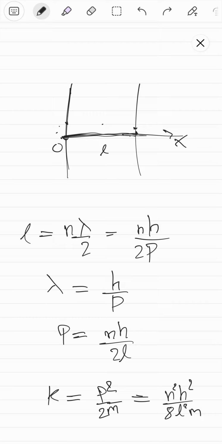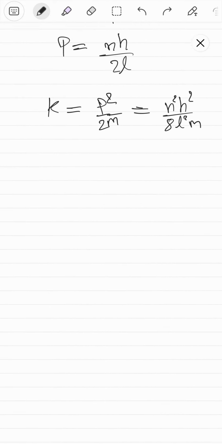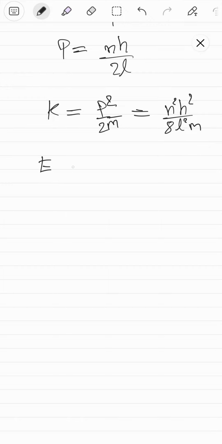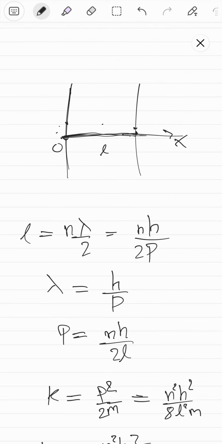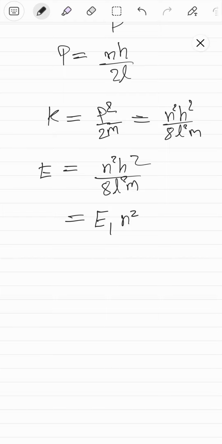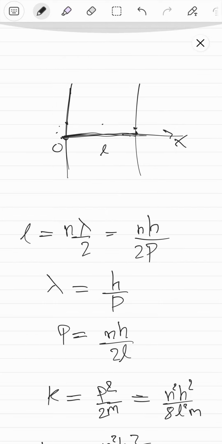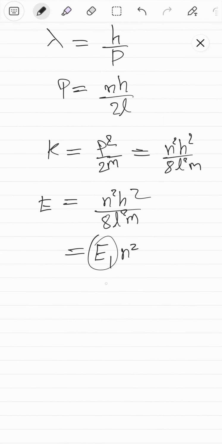So we got our kinetic energy, and this is basically just equal to the energy. So energy is given by n squared h squared upon 8L squared m, right? You can call this h squared upon 8L squared m as E naught, and then that's times n squared, right? Or E1, because at n equal to 1 you usually have this energy. So for n equal to 1 you will have E1, then for n equal to 2 you will have 4 E1, and so on. So this is our ground state energy.